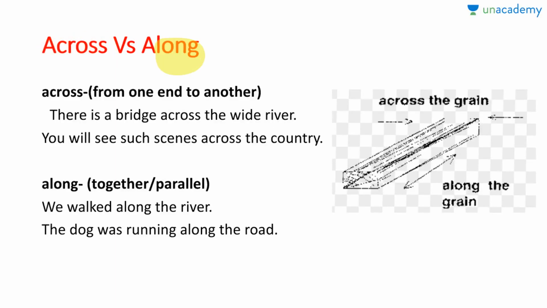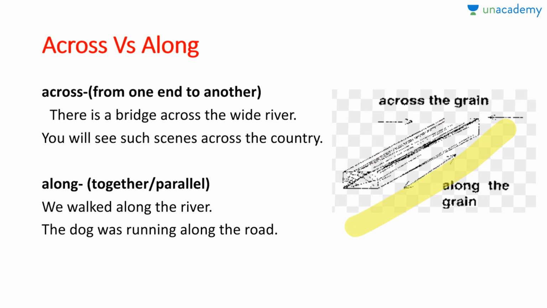Across versus along. Now how will you justify across versus along? Across means from one end to the other end, along means together or parallel to. Like, if I say cut across, it means you are going to cut this whole piece of wood like this. Now if I say this is a long building, this is a road or something, run along, it means that you are moving along with it, parallel to it.